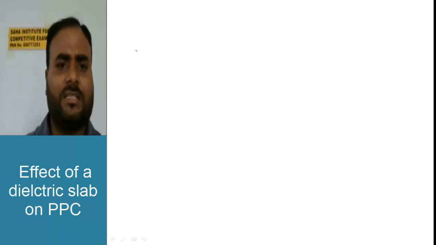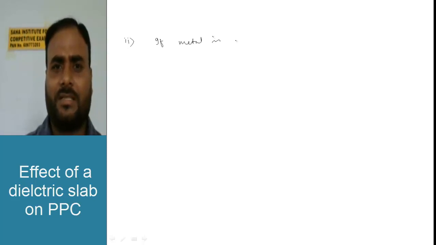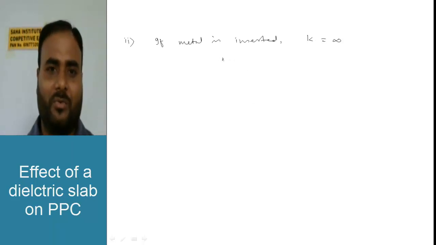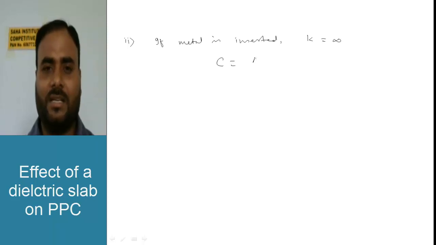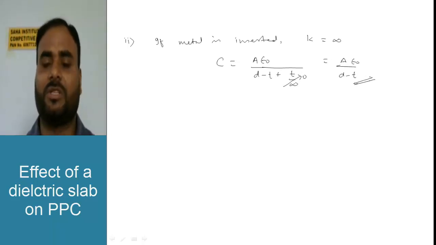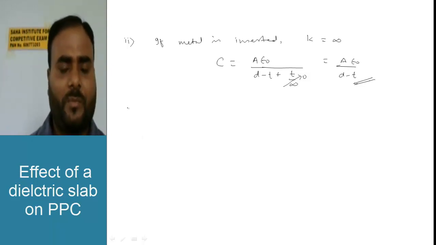Now one more interesting case arises here. What if metal is inserted? If metal is inserted, then we know for a metal the dielectric constant is infinite, which means the capacitance will be A epsilon naught over D minus T plus T over infinity. We know any number divided by infinity will be equal to 0, so it becomes A epsilon naught by D minus T. It's a very useful result, keep in mind.